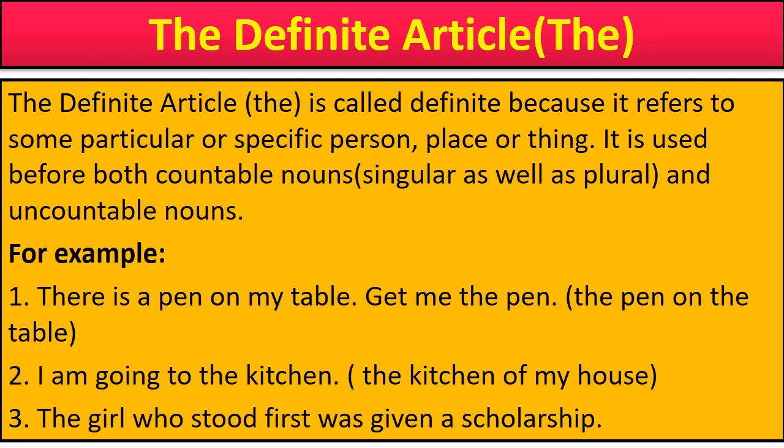Now let's see some examples. There is a pen on my table. Get me the pen. Here in the first sentence, we have used a pen because this noun appeared for the first time. So here pen means any pen. Get me the pen. Now when we are referring to pen the second time, the pen has become specific. It means the pen which is lying on the table.